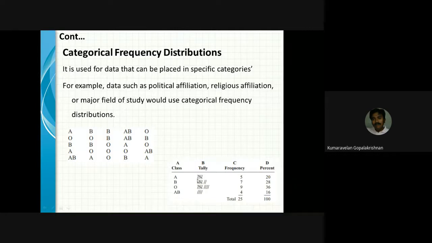Once the tally is over, we can easily find the frequency distribution: 5, 7, 9 and 4. Ultimately 25; I have 25 data points. Here I calculated the percentage. Out of these 25, 20% of the data are A, 28% are B, 36% belong to class O, and 16% belong to class AB. See, we can easily do a categorical distribution.